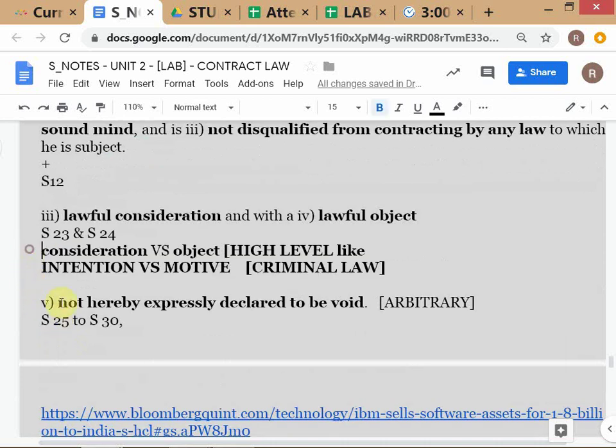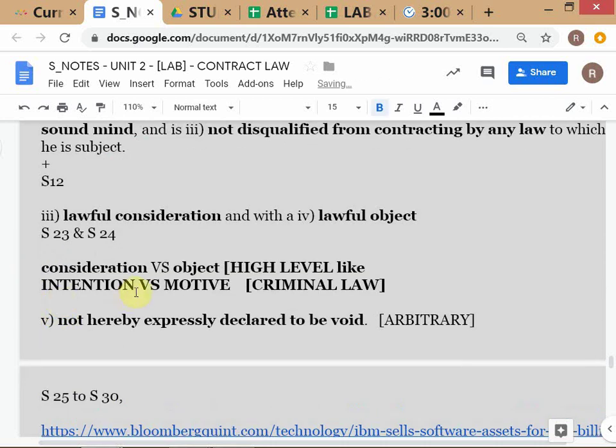Okay, lawful consideration and lawful object. So consideration versus object. Object is high level, consideration is low level. Okay, let's try and understand it here. Now you have understood consideration.